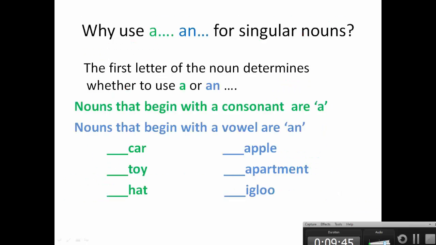Why use a and an for singular nouns? The first letter of the noun determines whether to use a or an. Nouns that begin with a consonant take a. Nouns that begin with a vowel take an.